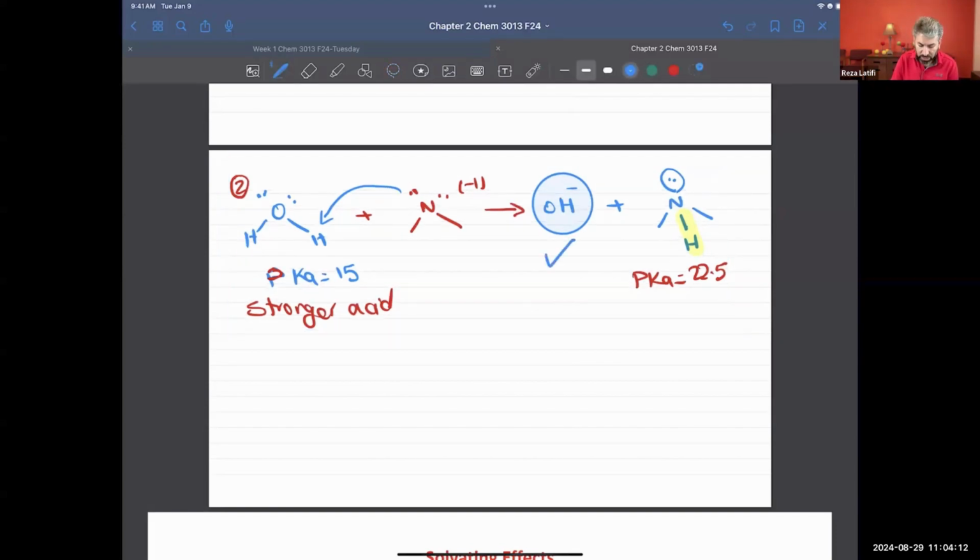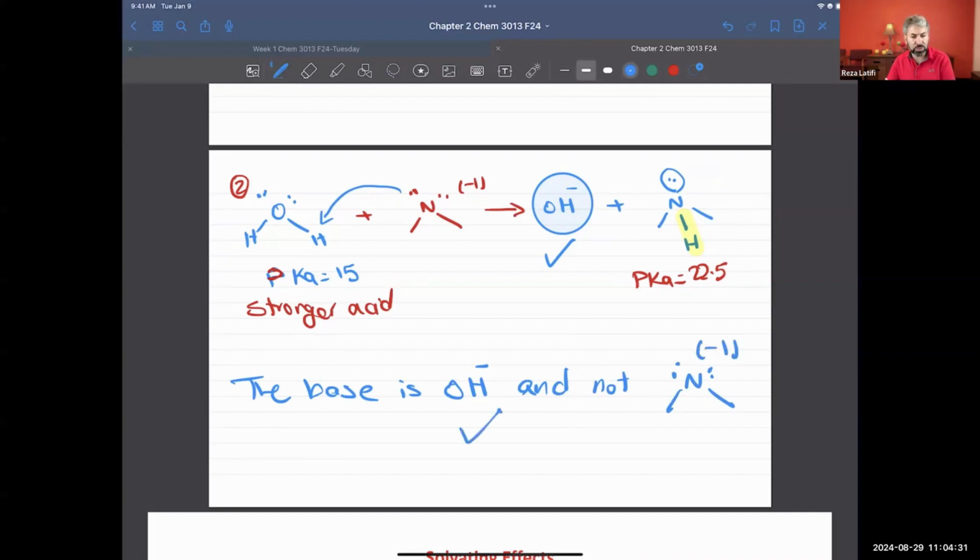This is our base. So the base is OH minus 1, and not nitrogen with a -1 charge. So this is your base. When you're running the reaction, OH is going to be the one that's technically doing the rest of the reaction.